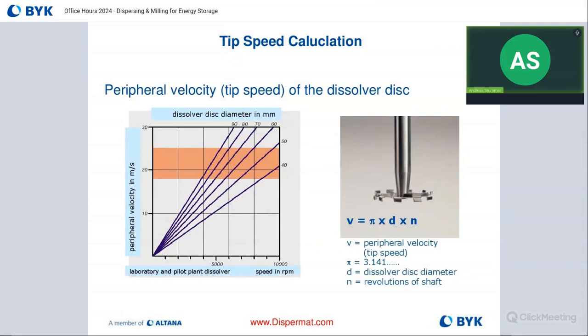So if you have a 50 millimeter blade, for example, you need to express it as 0.05, and then times 3.14 times the RPMs. Let's say you're running 5,000 RPMs, and then you would divide everything by 60. That will give you the actual tip speed at 5,000 RPM with a 50 millimeter diameter blade. And the goal is to be, again, between 18 to 25 meters per second to optimize the pre-dispersion window. And when we are milling, 10 to 16 meters per second, but the calculation is the same.